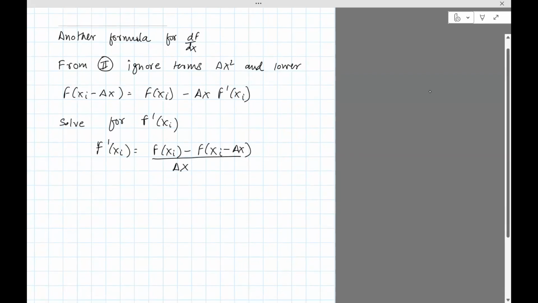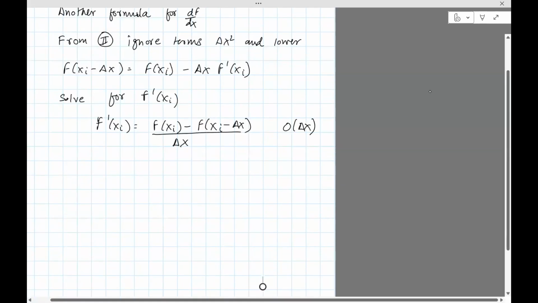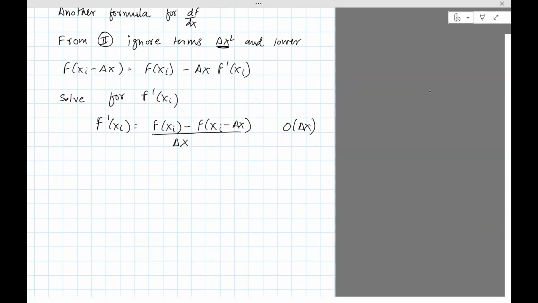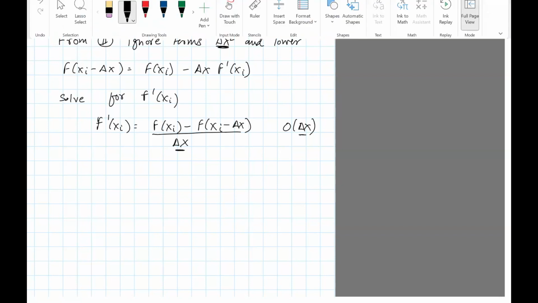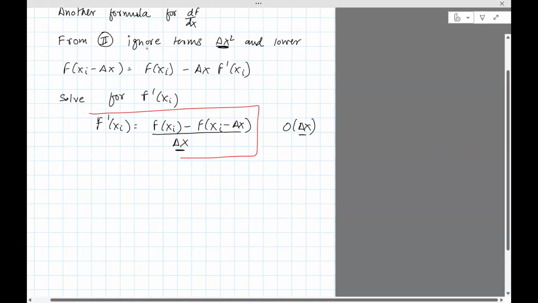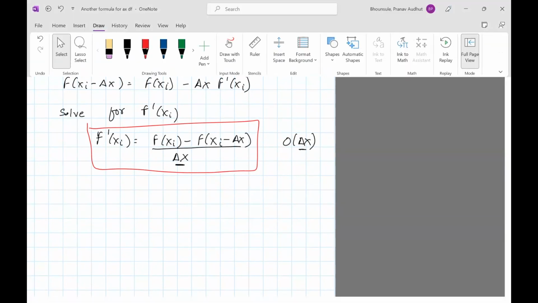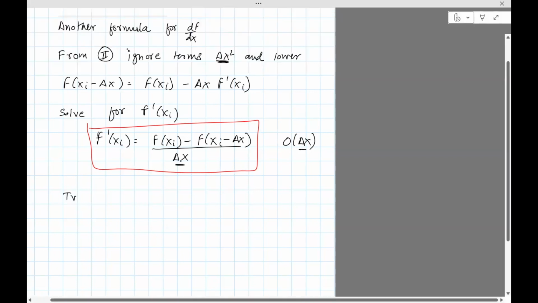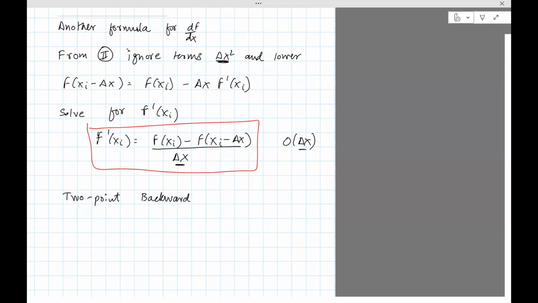And so this also is the truncation error of the order of delta x. That's because I ignored terms delta x square and greater. But then when I do this, I also have to divide by delta x, so delta x squared divided by delta x is of the order of delta x. This is another formula for the derivative. It's called the 2-point backward difference.